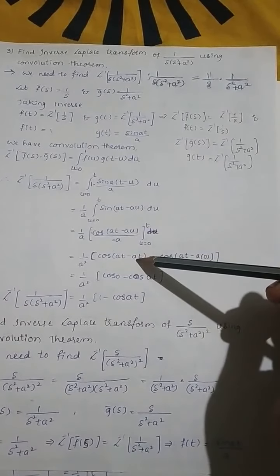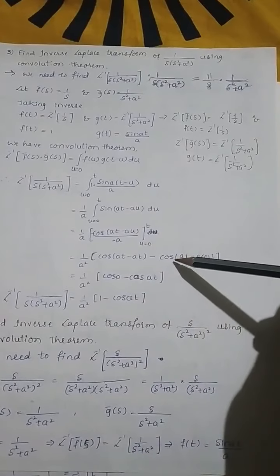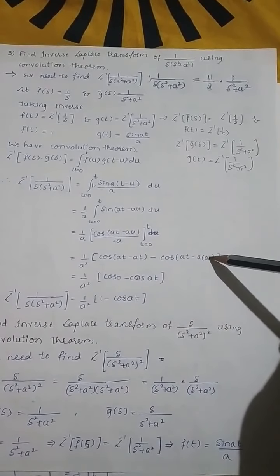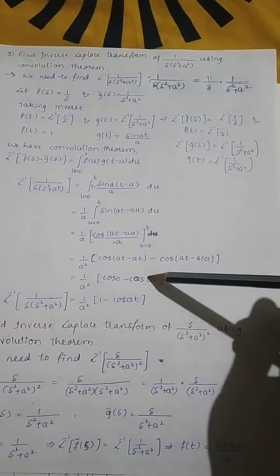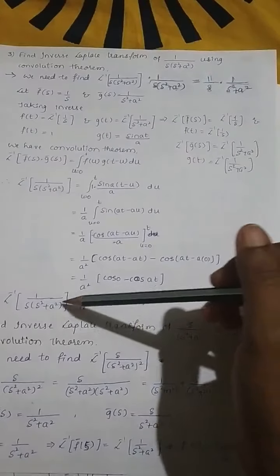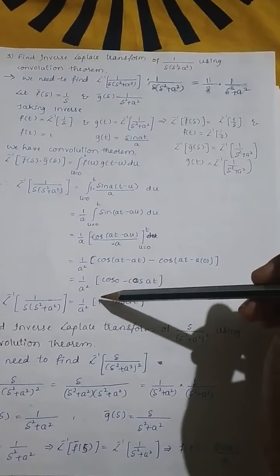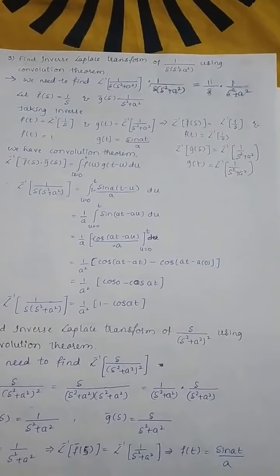a t minus a t is 0, that is cos 0. Cos of a t minus a into 0 is 0, that is cos a t. Cos 0 is 1. Therefore, L inverse of 1 upon s into bracket s square plus a square is equals to 1 by a square into bracket cos 0 is 1 minus cos a t.